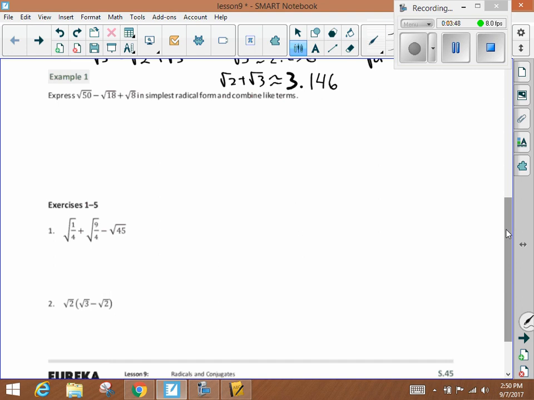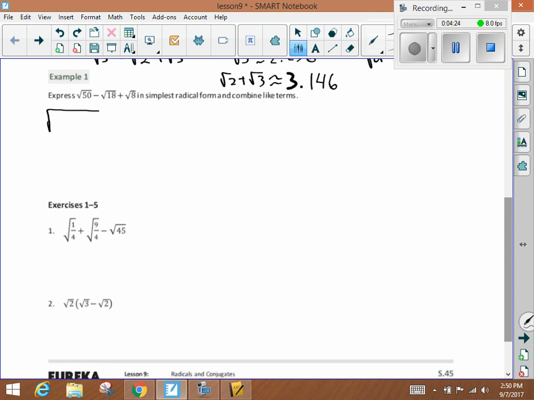All right, so I'm going to rewrite these in different ways. For 50, what I want to do is ask, is 50 divisible by something that is a perfect square? And remember, perfect squares are 4, 9, 16, 25, 36, 49, 64, 81, 100, 121, and so on. We can keep going for a very long time.